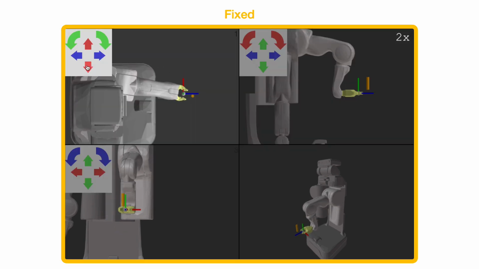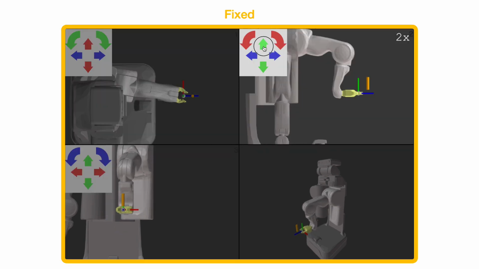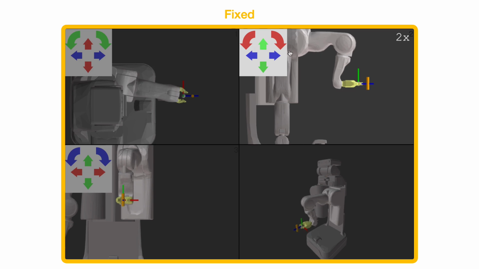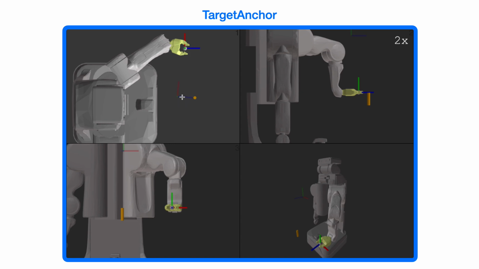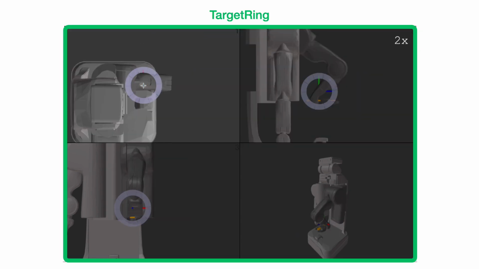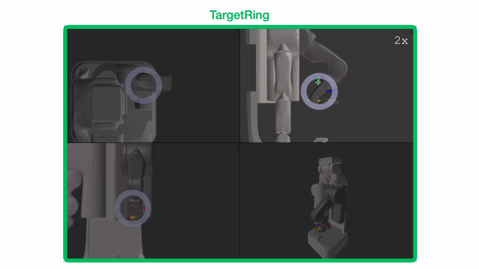Now let's see how all the other control interfaces look as part of the manipulator control interface. This is the fixed interface. Here is the circle ring interface. Here is the target anchor interface. And lastly, here is the target ring interface.